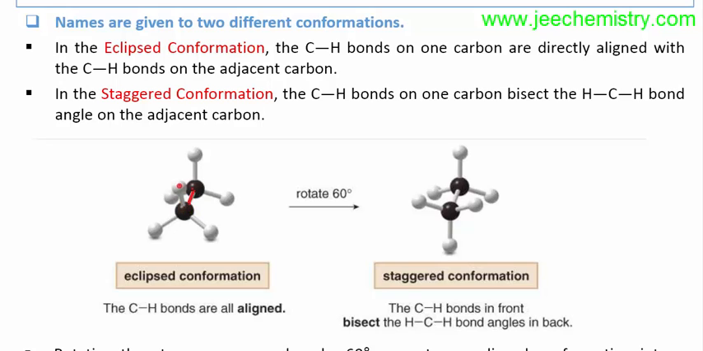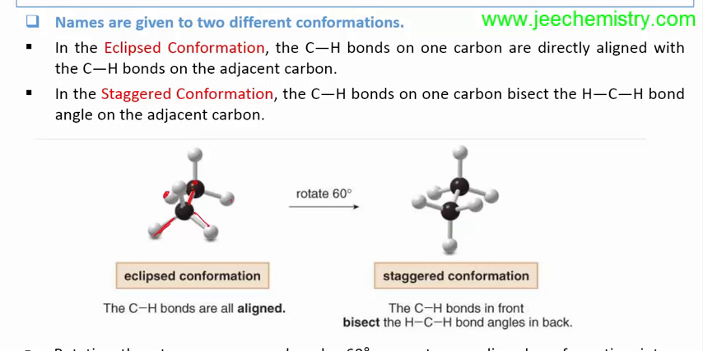Now this carbon-hydrogen bond is straight upward. This one is in the backward side, this is in the front side, this is in the front side, and this hydrogen is in the backward side. All of them are aligned one to one, meaning this is on the upper side. Now this carbon is backward.